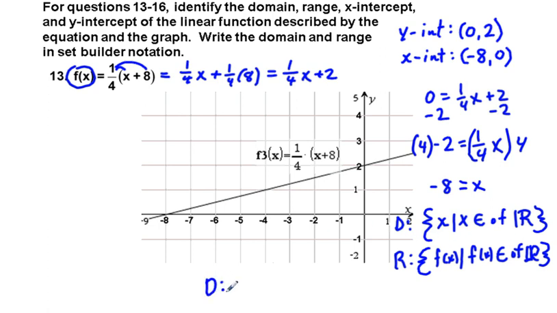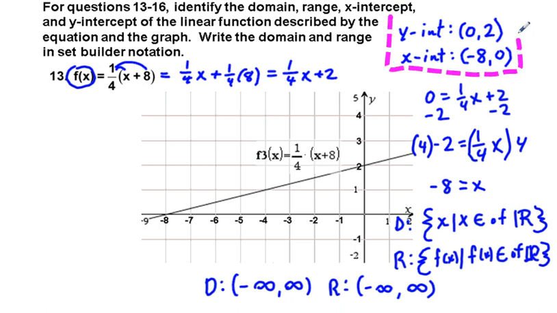And then of course in interval notation you have domain, greater than negative infinity, less than infinity, range, greater than negative infinity, less than infinity. But according to the specifications here, there we have our x and y intercepts, and here we have our domain and range in set builder notation.